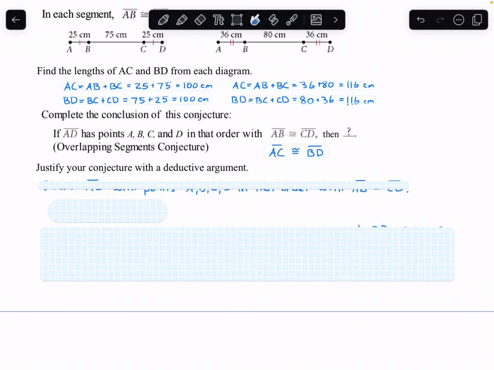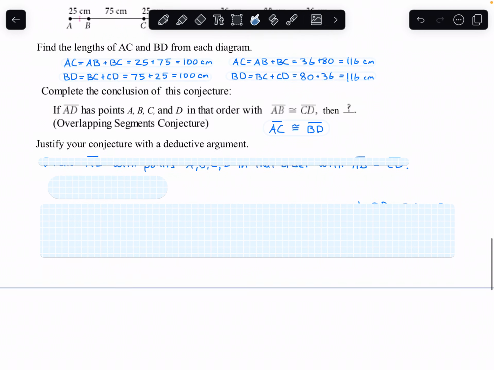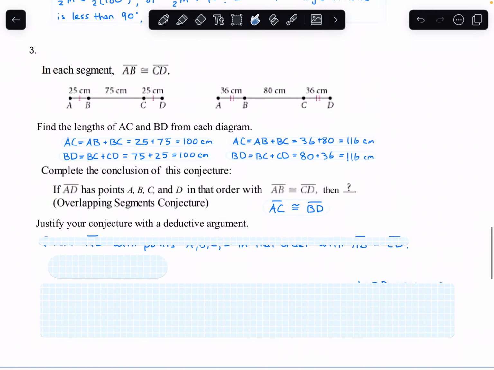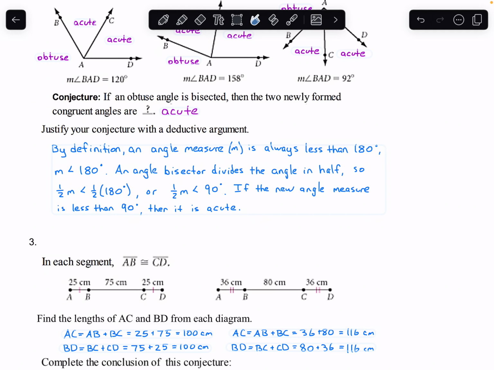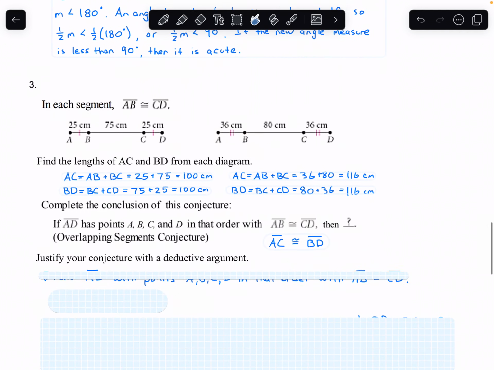Well, notice that we relied quite heavily on the diagram in order to visualize how all of these different segments and overlapping segments went together. If you're presenting this deductive argument to somebody that hasn't done the prior examples, they won't have the diagram to go off of. So as part of any deductive argument or proof, you could create a diagram as a visual aid.